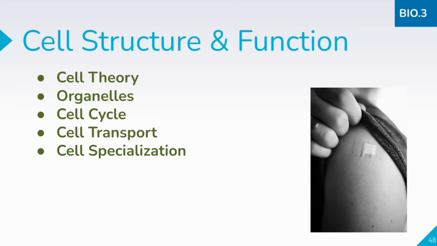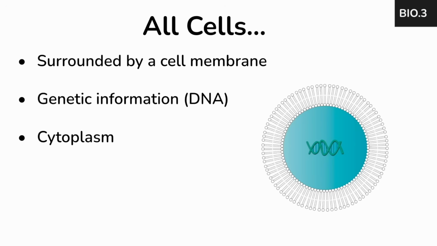Okay, so now we're getting to cell structure and function, where we're going to talk about the cell theory, some organelles, the cell cycle, cell transport, and cell specialization. Here we go. So for the cell theory, we know that all living things are made of cells. Cells are the basic units of all living things, and all cells come from other cells.